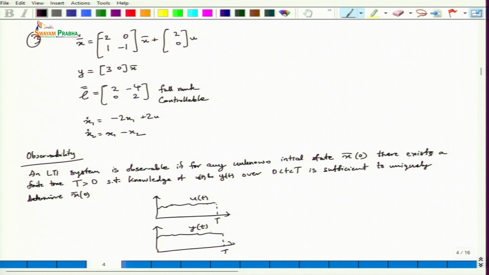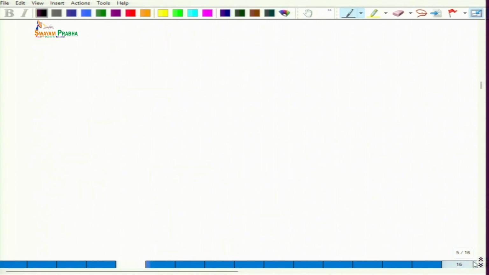So if we have both these measurements over some time 0 to capital T, and if we can uniquely determine the initial state, then the system is observable. That is, we can basically observe the states given the input and output. So observability is how we determine whether the system is observable or not. It's a similar concept to controllability.